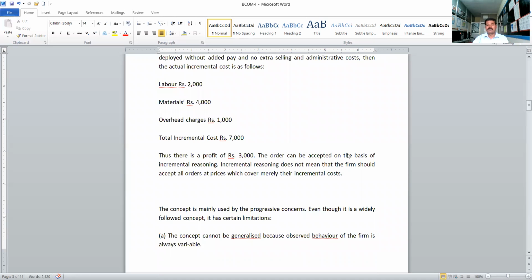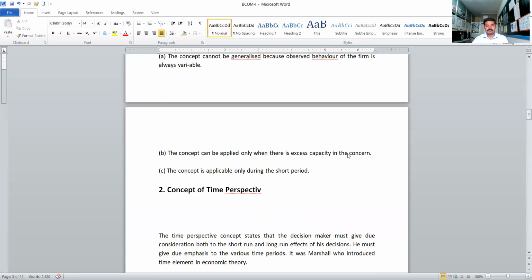Incremental reasoning does not mean that the firm should accept all orders at prices which cover merely their incremental cost.